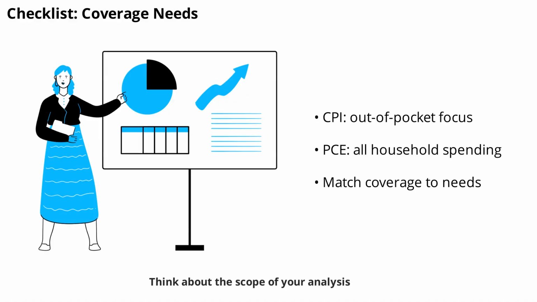Think about the scope of your analysis. If you're interested in out-of-pocket expenses for urban consumers, CPI is the way to go. If you want a broader view that includes all household consumption, including third-party payments, PCE is more suitable. Matching the index's coverage to your needs ensures your analysis is relevant and accurate.